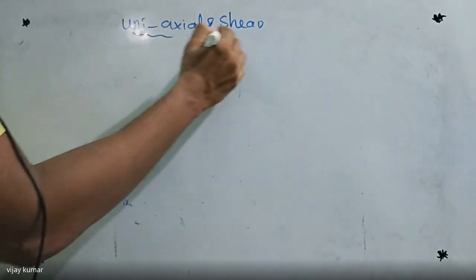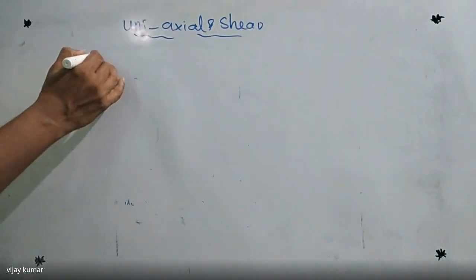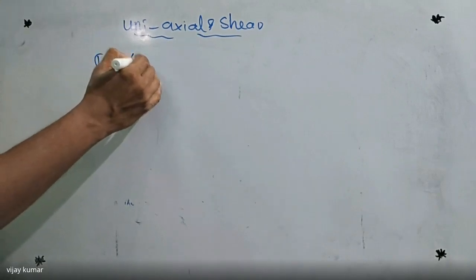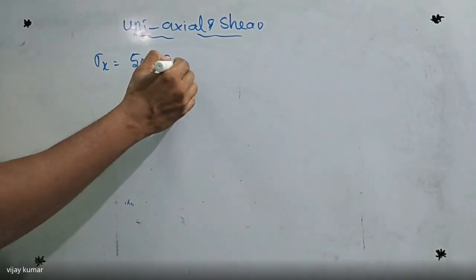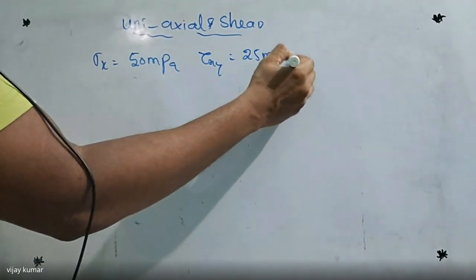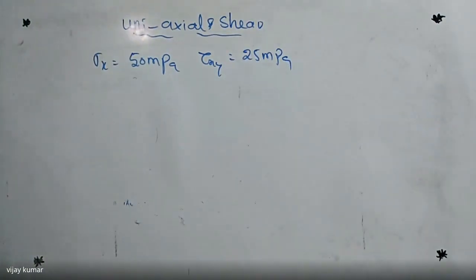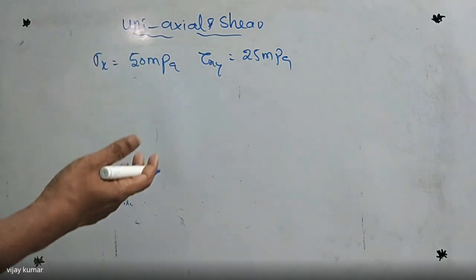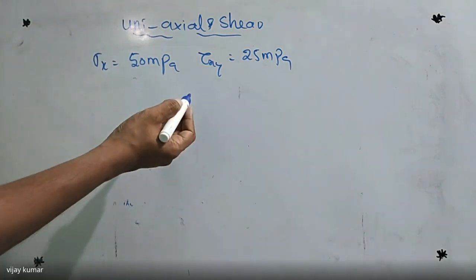Excellent shear. So they will give questions like this. Sigma x is equal to 50 megapascals and tau xy is equal to 25 megapascals. Find the maximum and minimum principal stresses.